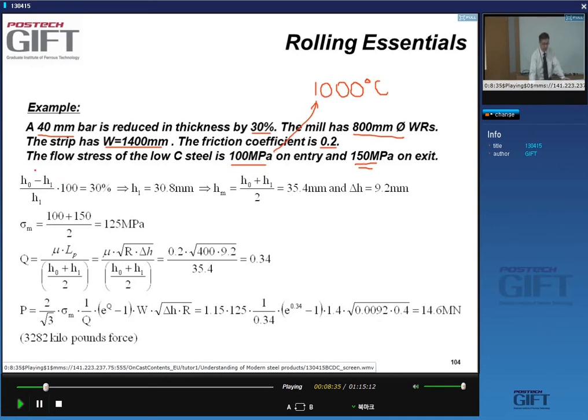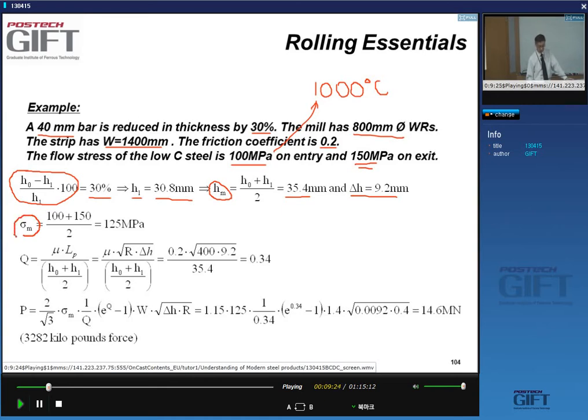All right, so with this data, I can derive what the exit thickness is. I know the reduction is 30%. So using this simple formula, change in thickness divided by the original thickness times 100 is 30%, I can determine that the exit thickness is about 30 millimeters. So that gives me a mean thickness of the strip during the deformation of 35. Entry 40, exit 30, 35 is the mean thickness, and a reduction of thickness of about 10 millimeters.